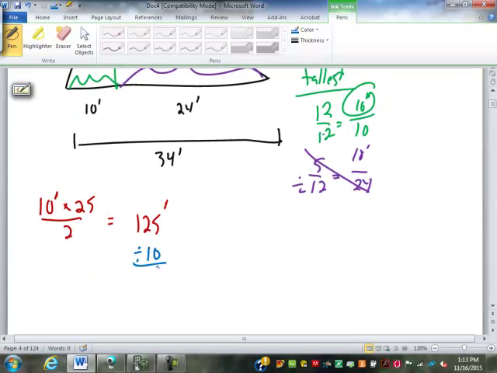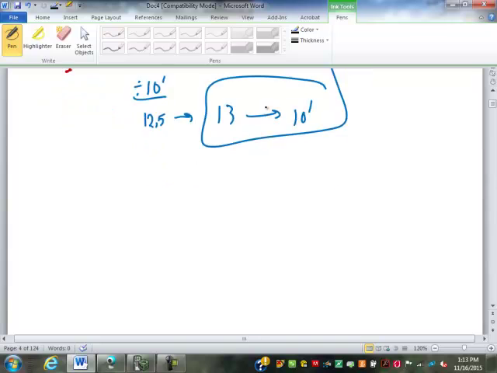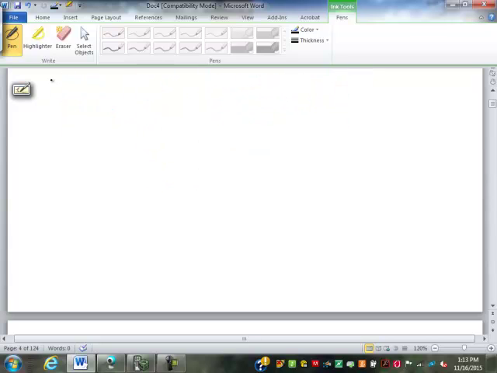Divide by the longest one, which is 10. 10 feet was our height, our overall height. So that's going to give us what? 12.5. We're going to round that up to 13 10-foot boards, or framing units. That's better. 13 10-footers, or 10 foot by 13 of them or whatever. How you express it, I'm not real picky on that.